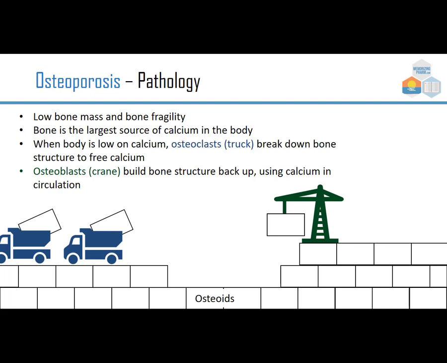Osteoporosis is the next thing we'll tackle. The pathology is that we have a low bone mass and bone fragility. Bone is the largest source of calcium in the body. When the body is low on calcium, osteoclasts will break down the bone and structure to free calcium. And then osteoblasts, which is the crane, will build the bone structure back up using calcium in the circulation.